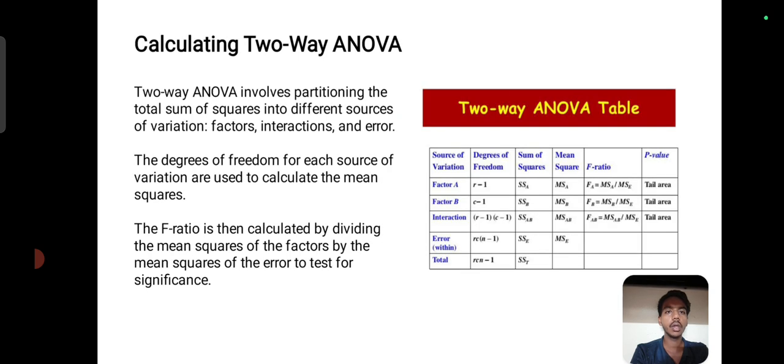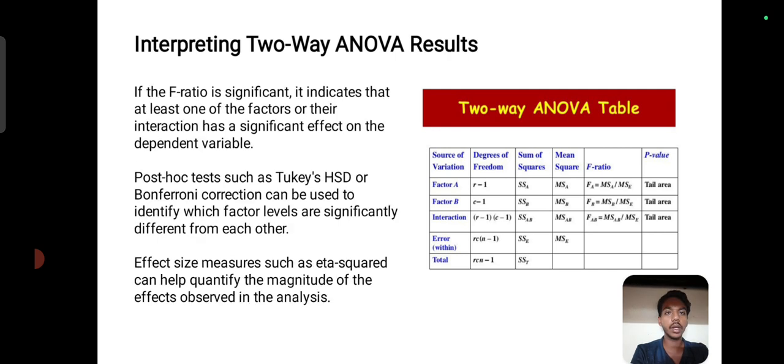Calculating two-way ANOVA. Two-way ANOVA involves partitioning the total sum of squares into different sources of variation: factors, interaction, and error. The degrees of freedom for each source of variation are used to calculate the mean square. The F ratio is then calculated by dividing the mean square of the factors by the mean square of error to test for significance.